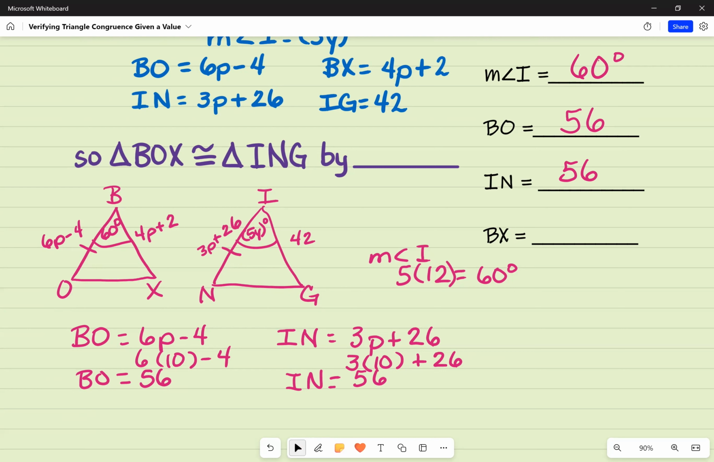So now I have a side and an angle. Segment BX was given as 4p plus 2. I'm going to do the same thing, substituting in for p. Segment BX is 4 times 10, which is 40. 40 plus 2 is 42. BX was in positions 1 and 3, and triangle ING has I and G in positions 1 and 3. I'm looking at those sides to see whether or not they are in fact congruent. Based off of what I just found with BX, I see that they are. So BX is congruent to side IG.